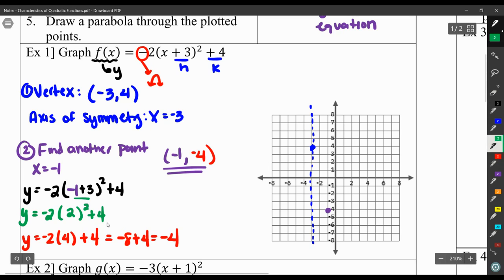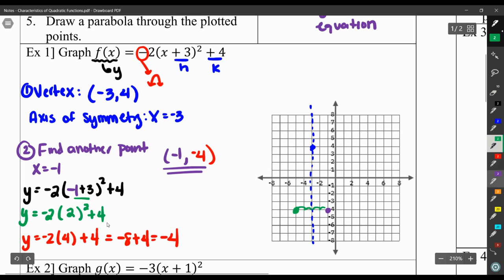Well, we're going to use the fact that this parabola is symmetrical to help me find the other side. So this purple dot, this purple coordinate, is 2 away from that axis of symmetry, which means the other coordinate also has to be 2 away. Use your symmetry line to find your third point.